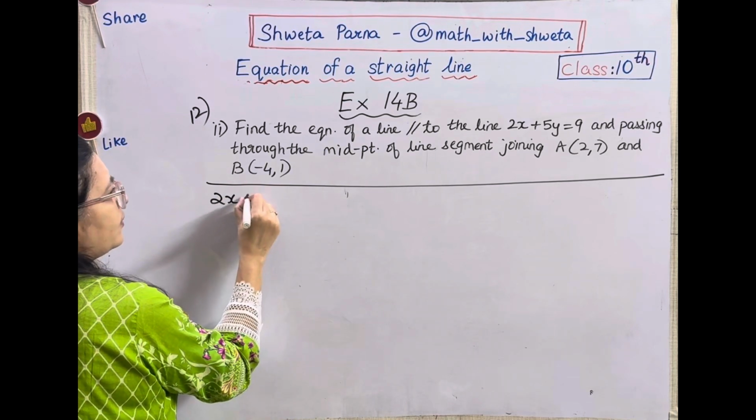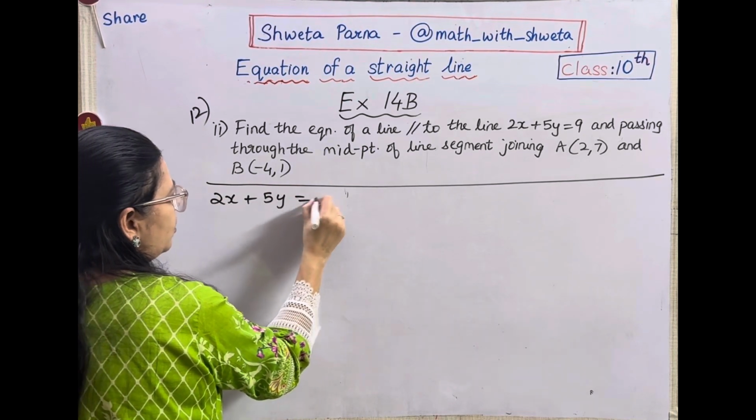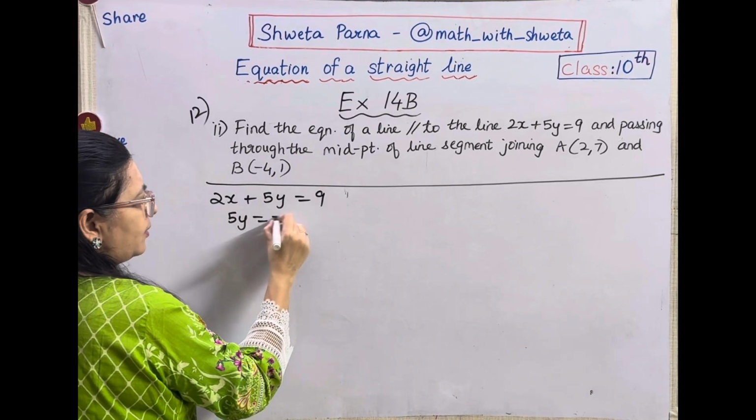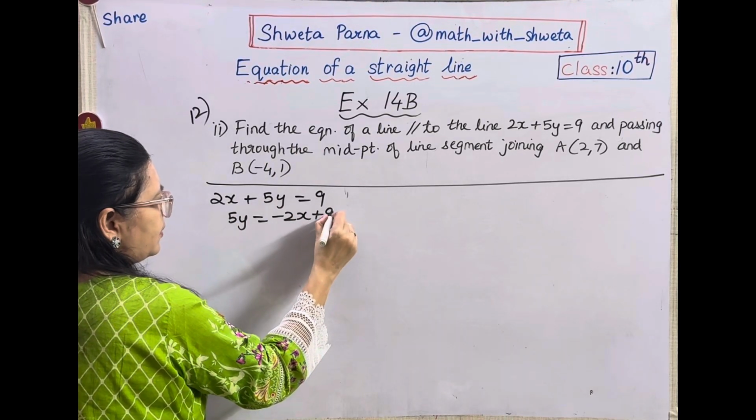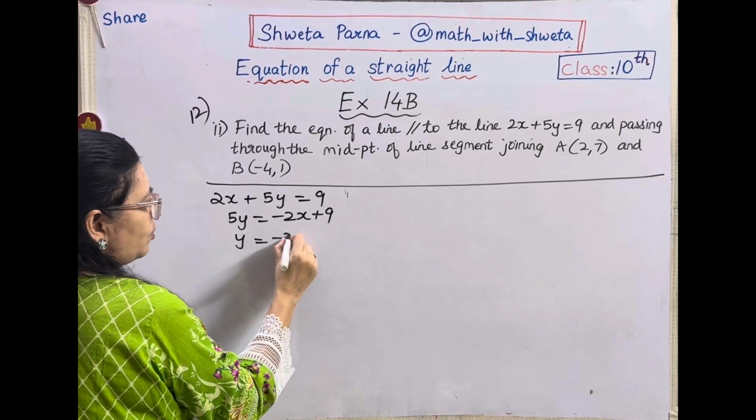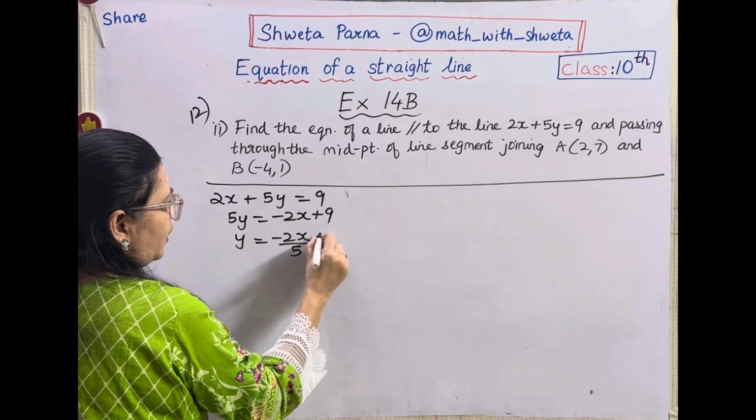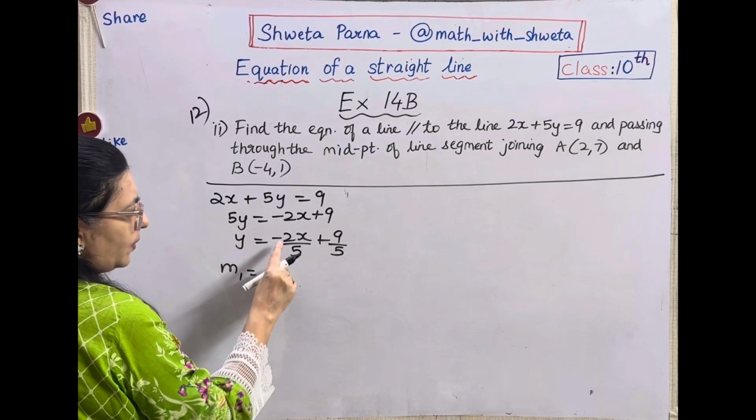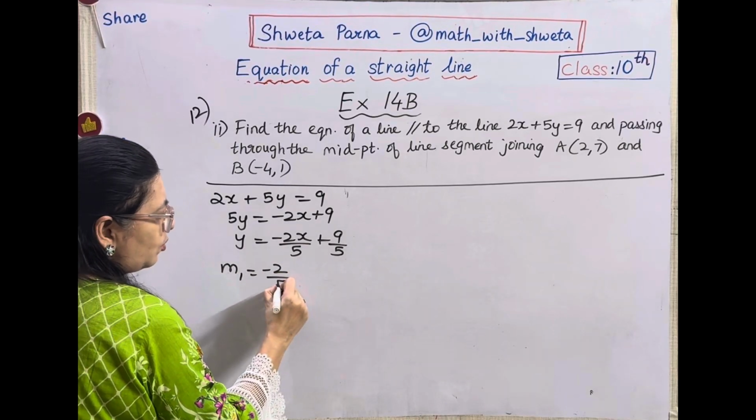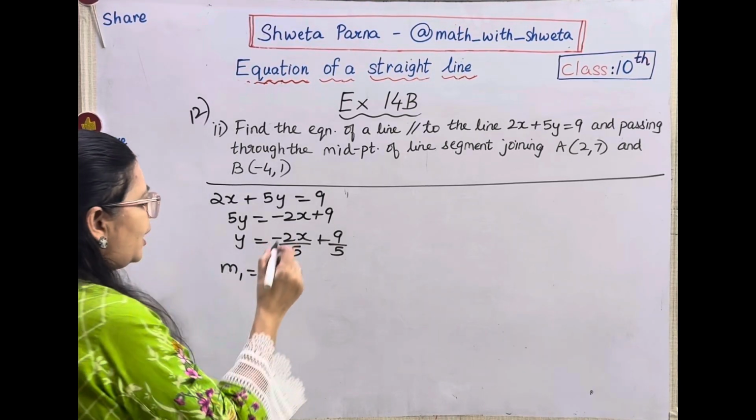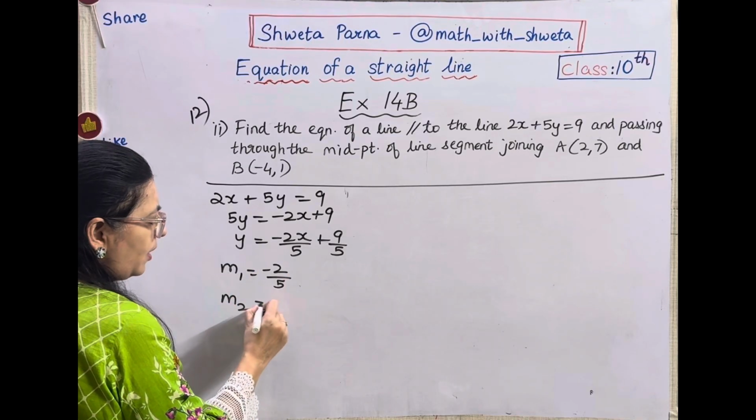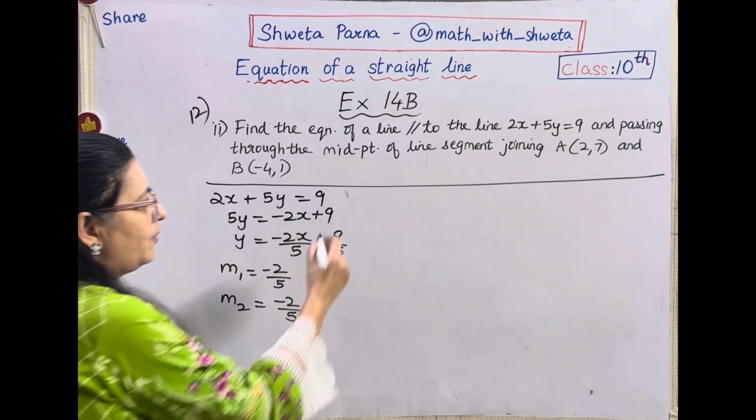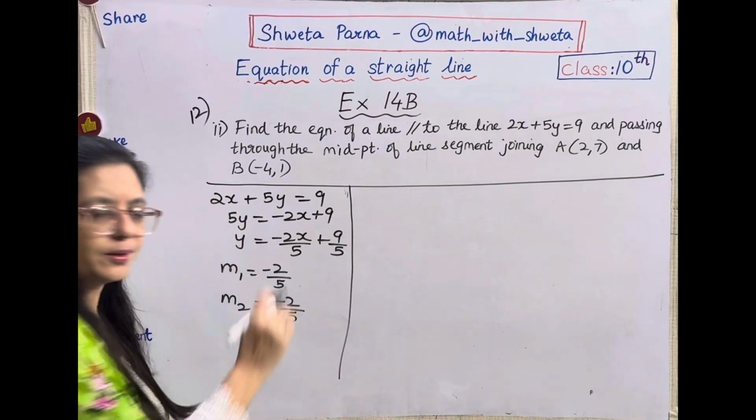So 2x plus 5y is equal to 9. 5y is equal to, take 2x to the other side, minus 2x plus 9. Y is equal to minus 2x upon 5 plus 9 upon 5. What is M1? M1 is minus 2 upon 5. So that means since it is parallel, M2 will also be minus 2 upon 5. This is your first part.